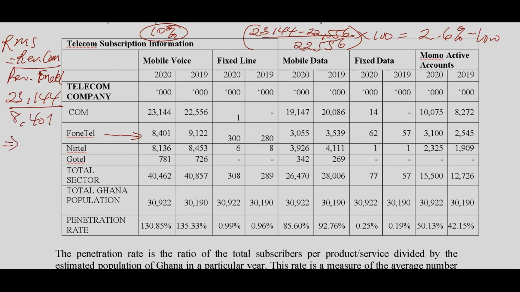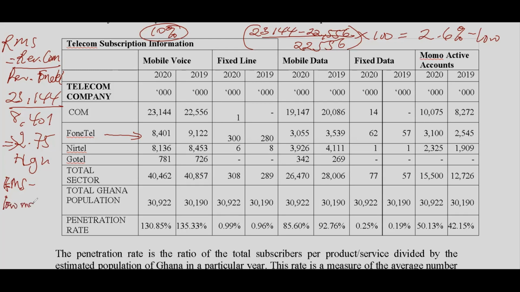And I told you market share, if it is more than 1, then you are doing well. That means you have high market what? High market share. So if we take the 23,144 and divide by 8,401 for PhoneTel, you end up with 2.75. And 2.75 means that you've covered more than one of the market, and also you have a high market share. So this is considered high. So that means if we are looking at mobile voice as at 2020, the mobile voice has high market share, and then it has what?